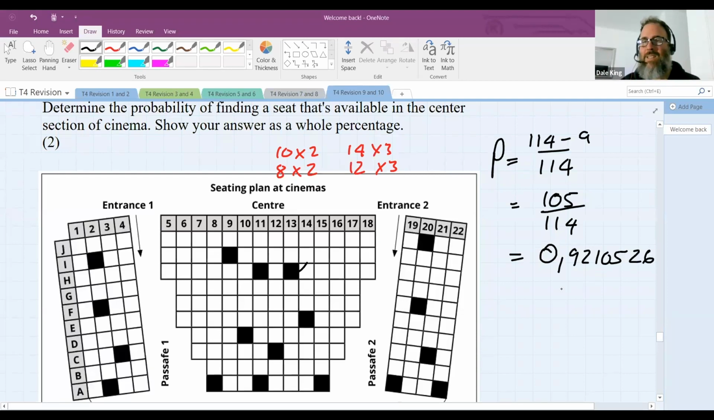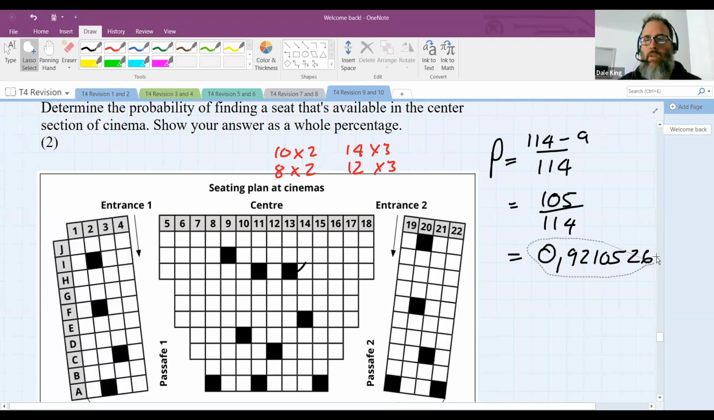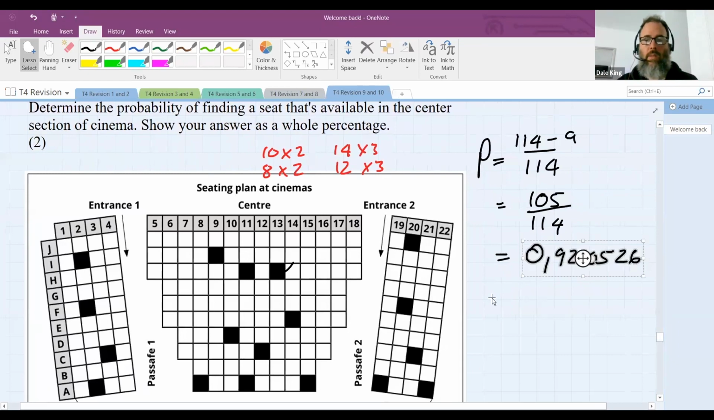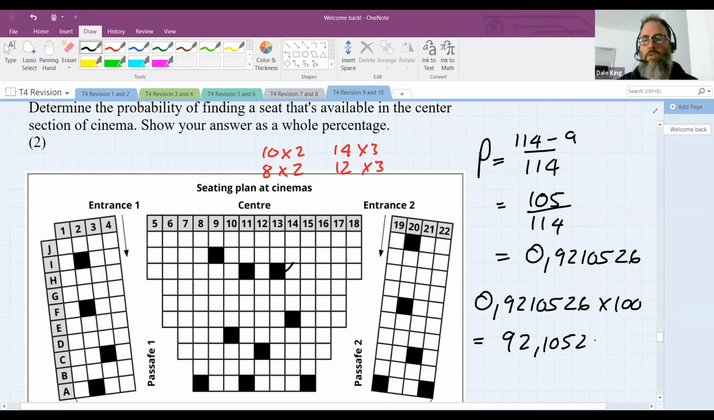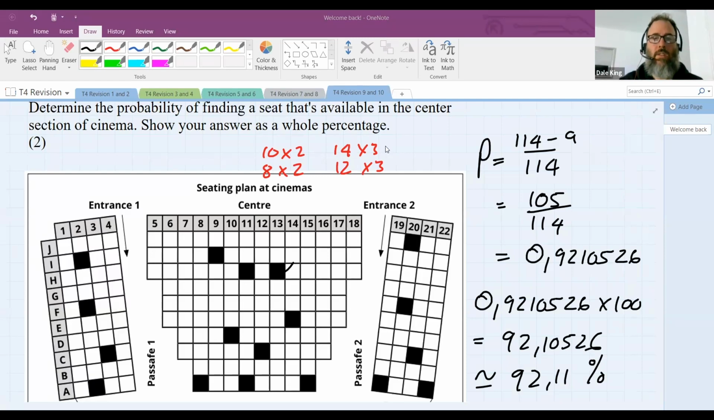We need this written as a percentage. So all we have to do is take this decimal and multiply it by 100 to get a percentage. That'll give us 92.10526, and round it off to 2 decimal places as we do, 92.11%.